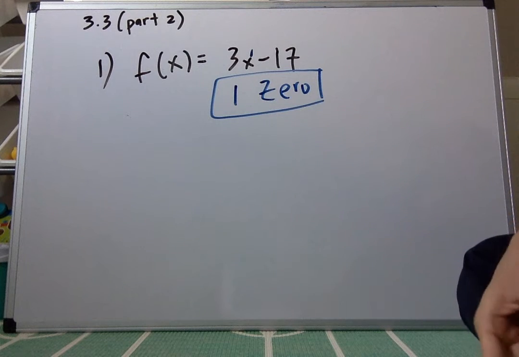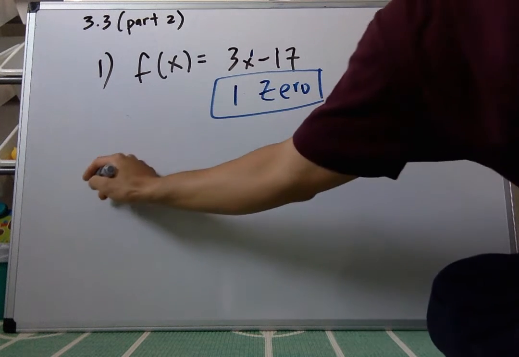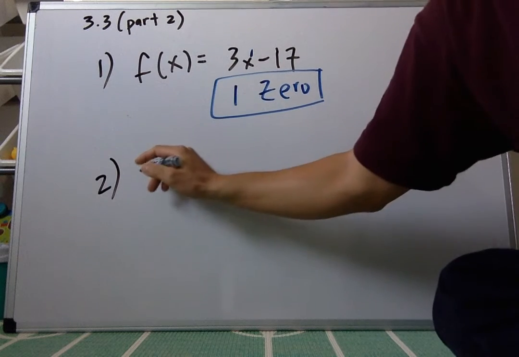In this case, that would be 17/3, but that's beside the point. The question just asks how many, and there's 1.